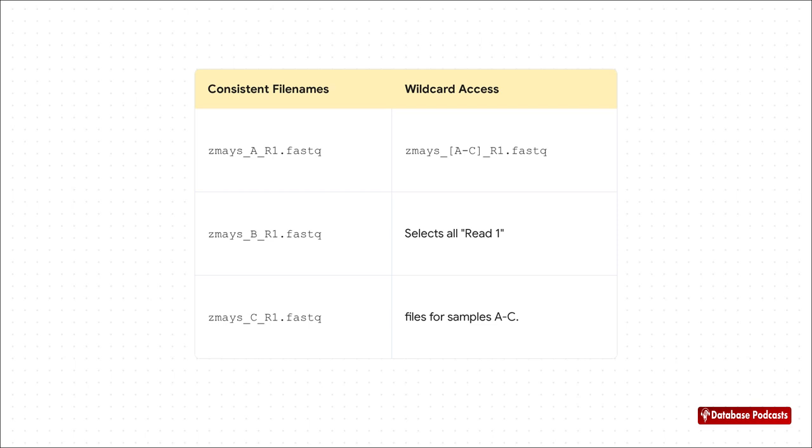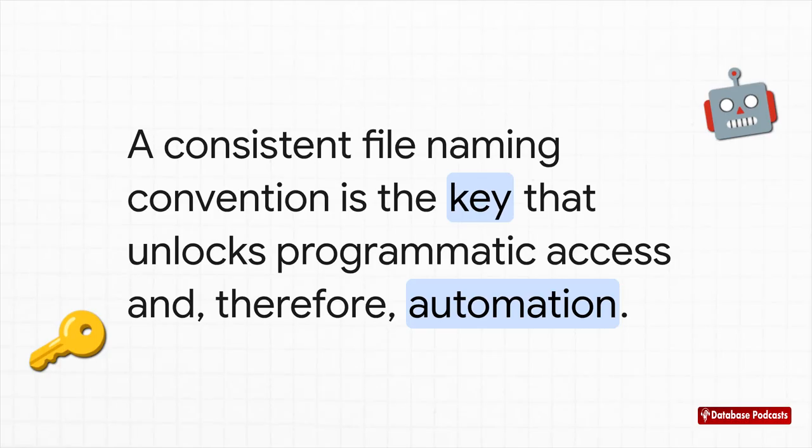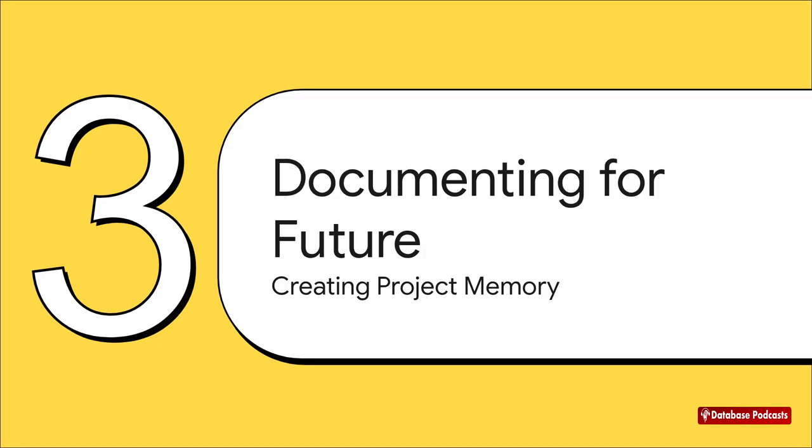Now imagine trying to write a rule for the messy names we saw before. You can't. It's impossible. So if you remember one thing from this section, make it this: consistency is the key that unlocks automation. It is the fundamental language your scripts need to be able to speak to your data. Okay, so we've organized our folders, we've disciplined our file names.